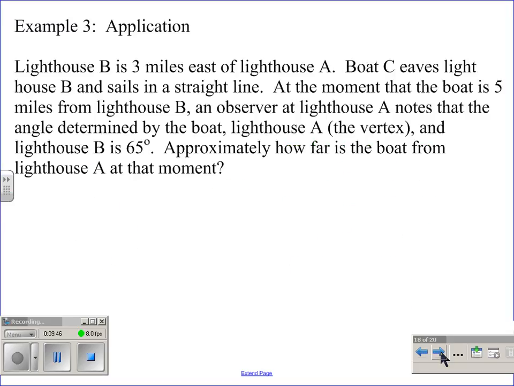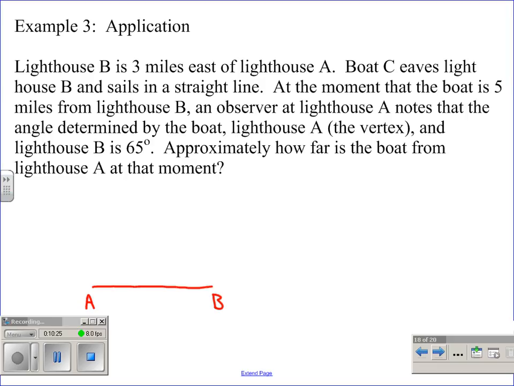Moving on to example 3, we have an application problem where we have a lighthouse B that's 3 miles east of lighthouse A. So start out with this lighthouse B. This is lighthouse A. And boat C leaves lighthouse B and sails in a straight line. At the moment, the boat is about 5 miles from the lighthouse. An observer at lighthouse A notes that the angle determined by the boat, lighthouse A, the vertex, and lighthouse B is 65 degrees. Approximately how far is the boat from lighthouse A at that moment?